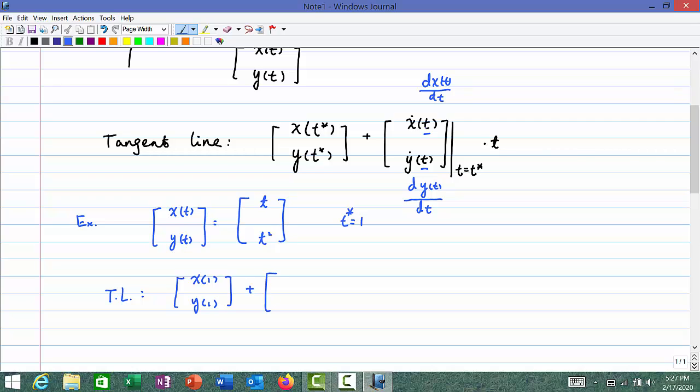So the derivative of each one with respect to t. The first one is t, the derivative of t with respect to t is just 1. The derivative of t squared with respect to t is 2t. Then we have to evaluate this value at t equal to t*. So essentially this is just to calculate the direction of the tangent line.